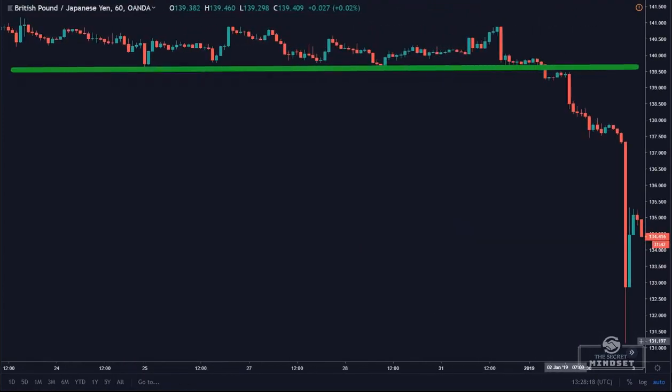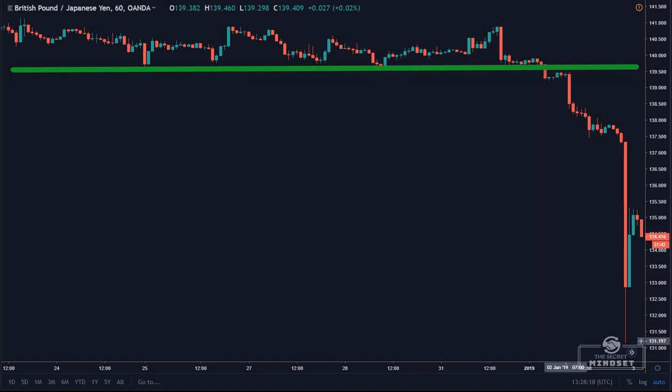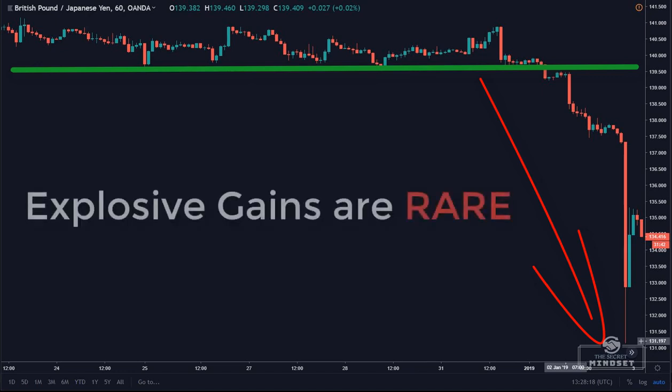Here's a harsh truth. For most novice traders, trading breakouts will be a losing strategy. The trading reality is that explosive gains are quite rare, considering the many potential ranges available to trade. And even if you anticipate the breakout correctly, you will still face problems with maintaining the position.